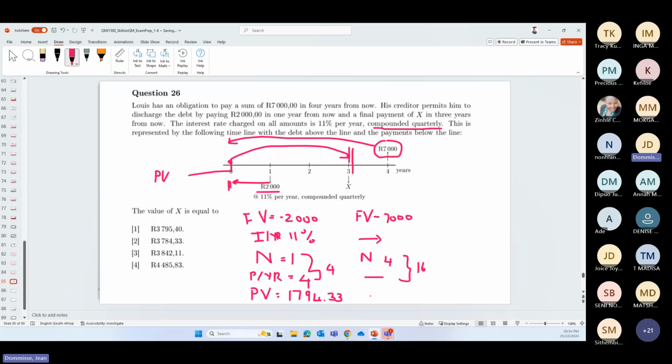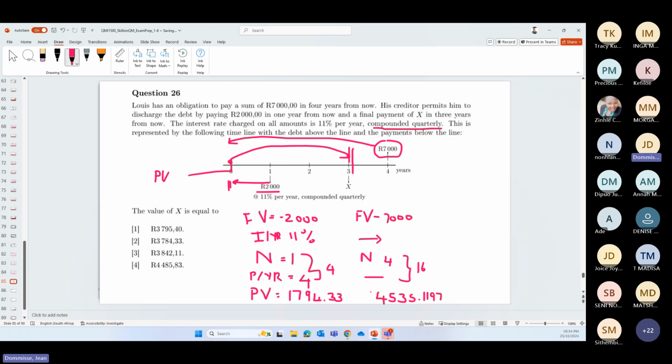And let's see what is the present value. So minus 7,000 is your future value. Interest rate is still 11%. Still 4 times a year, but for 4 years. Yes, we're taking the 7,000 now backwards. So it's 16 periods, and then my present value for that is 4535.1197.